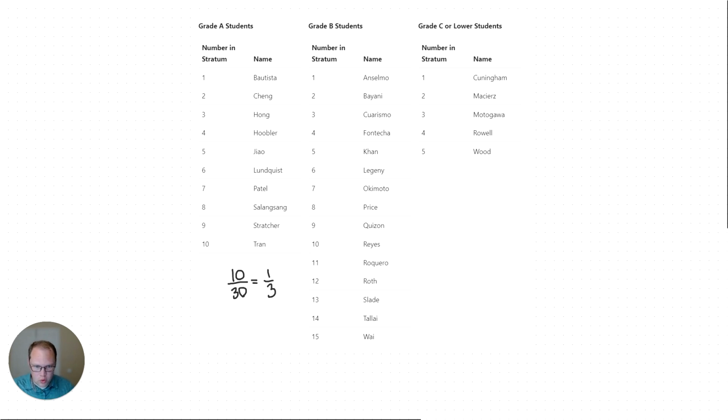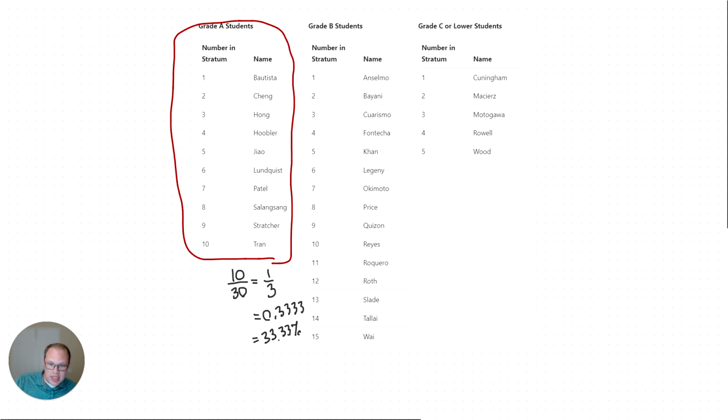Or 0.3333. Actually, let me write that in the next line. If we throw that in the calculator, we'll get a bunch of 3's, or 33.33%. However you want to display it, it's all different ways to express the same idea. Since this group makes up 1/3 of the population, or 33.33% of the population, when we sample it, we want 1/3 of the students in our sample to come from this group. So we will randomly sample that group so that 1/3 come from it.